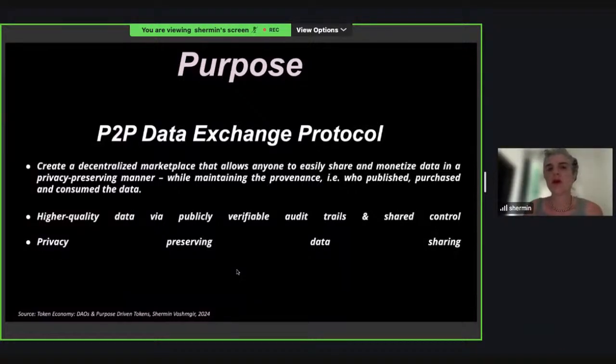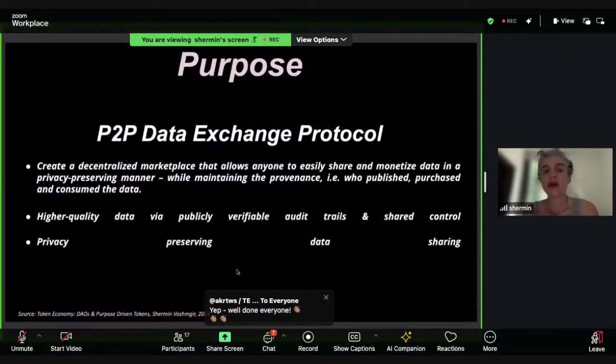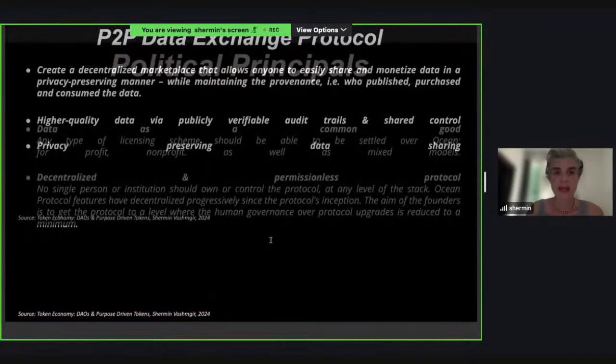So when it comes to the purpose, Ocean Protocol's purpose is quite clear: to provide a peer-to-peer data exchange protocol. Their idea was to create a decentralized marketplace that allows anyone to easily share the data they own and monetize it in a privacy-preserving manner, while maintaining the provenance of this data: who published it, who purchased it, and who consumed it, thereby tackling a lot of principal agent problems of the data economy that we have in Web 2. A sub-purpose is to create higher quality data for data scientists via publicly verifiable audit trails, and to provide this in a privacy-preserving manner.